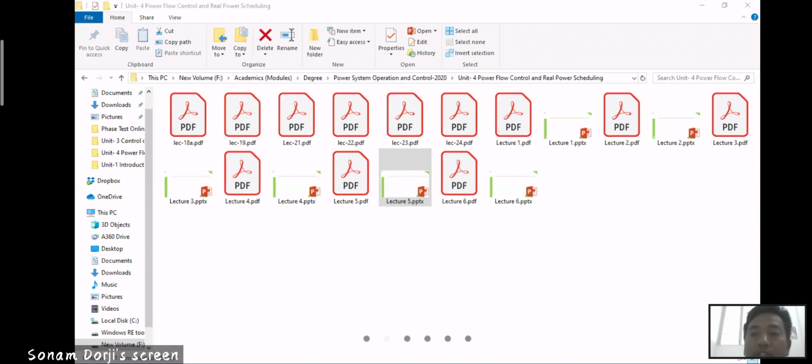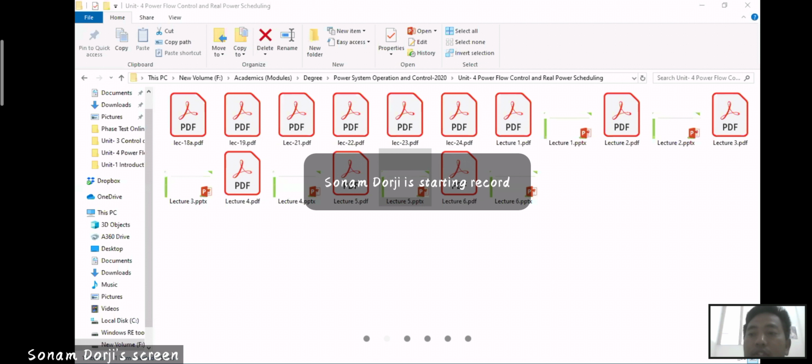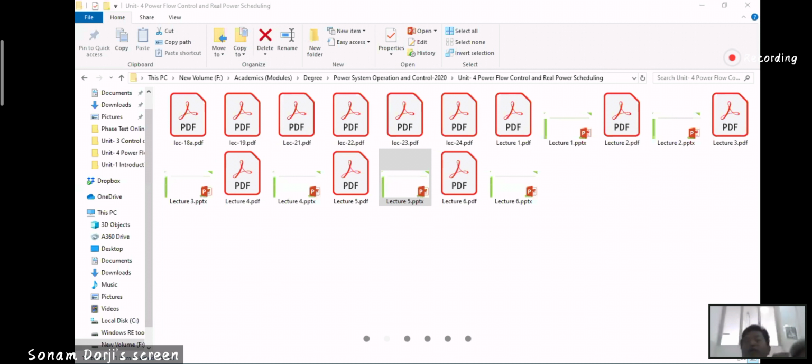Okay, so today we are still at Unit 4 only, that is power flow control and real power scheduling. Under this, we have completed Lecture 4, and today we will be studying Lecture 5, that is optimization.